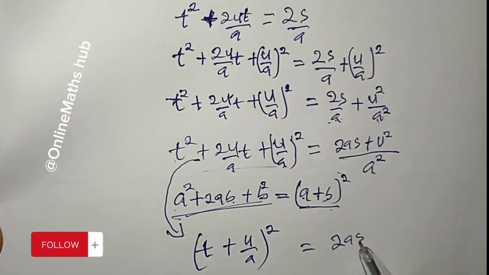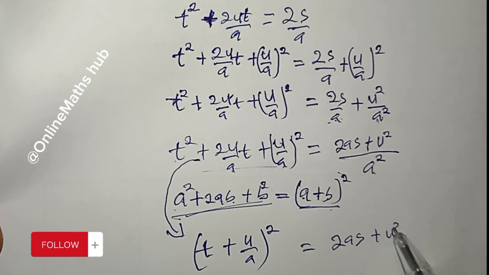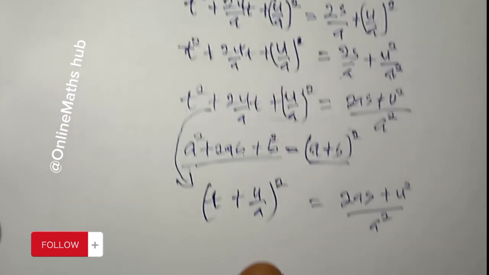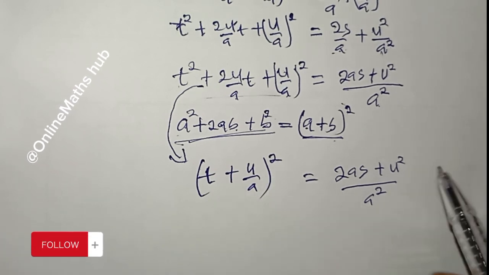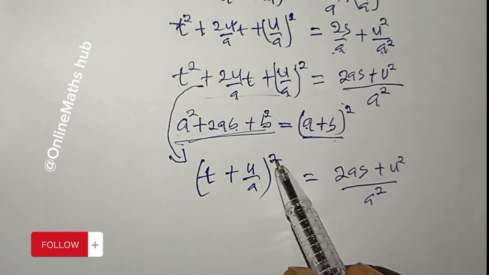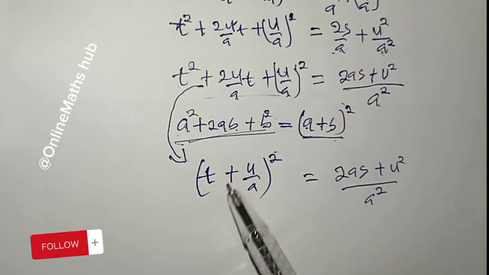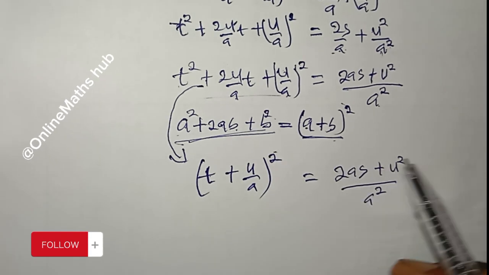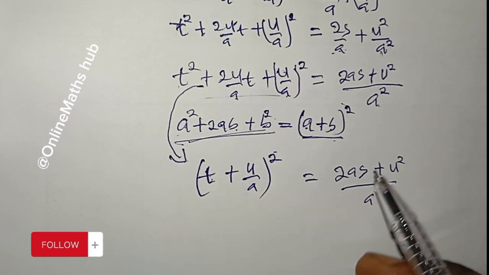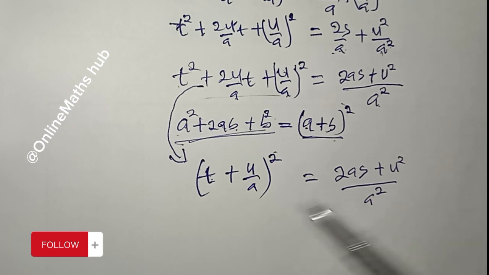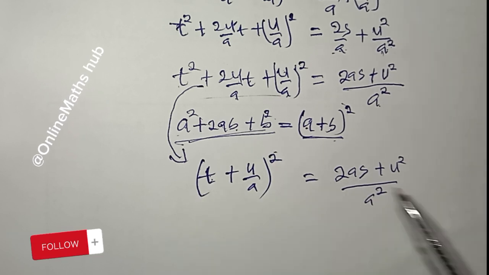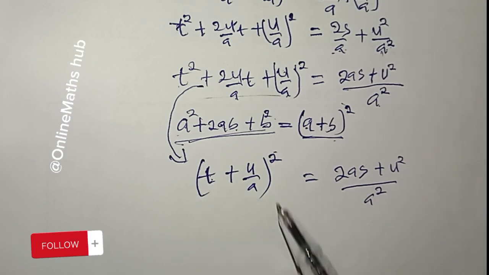I will also write the right hand side as it is, 2as plus u squared divided by a squared. Moving on, what I'm going to do next is take the square root of both sides so that I can eliminate these, and then simplify to make t the subject. You can see that at this point we've been able to bring all of the t's together, and we now have just one t in the equation.